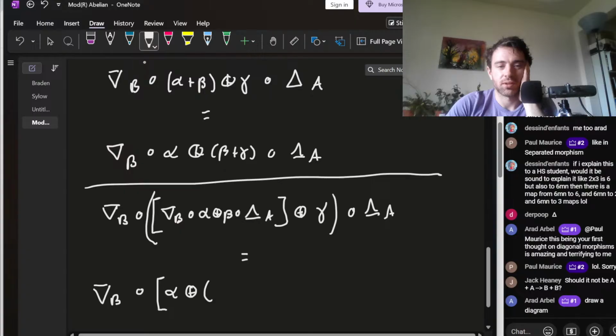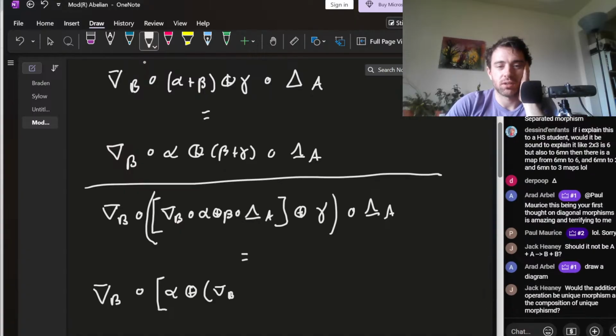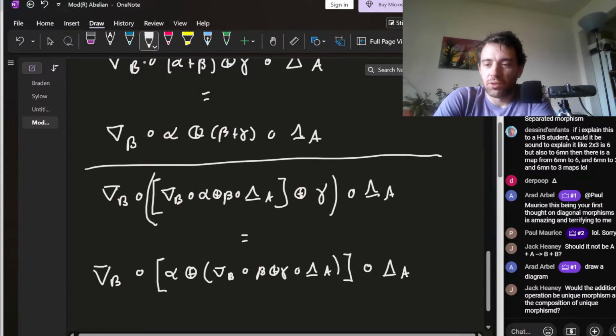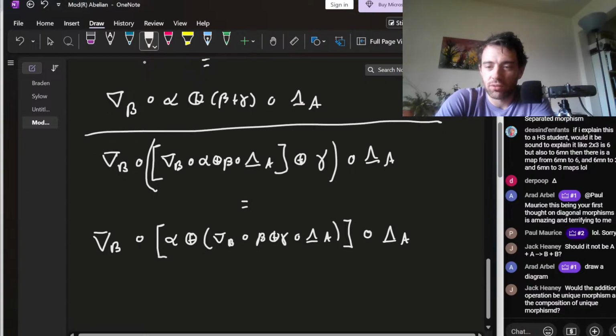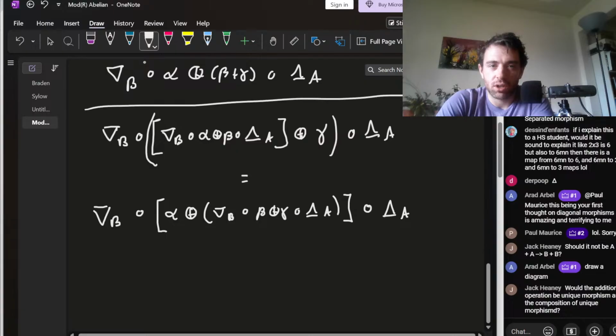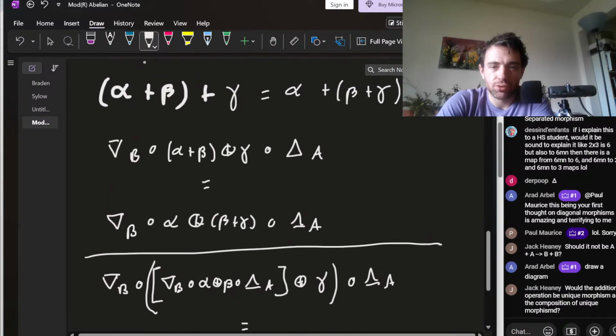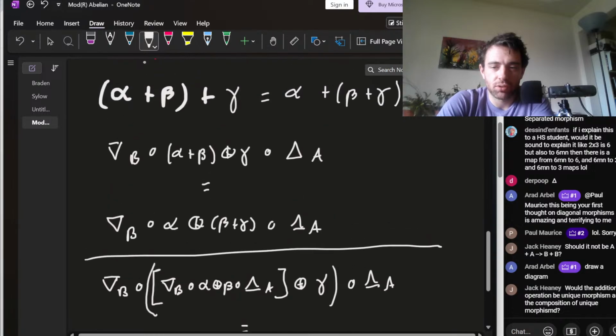Alpha sum codiagonal B composed with beta sum gamma composed with diagonal A. Would the addition operation be the unique morphism as the composition of unique morphisms? Would the addition operation be the unique morphism?